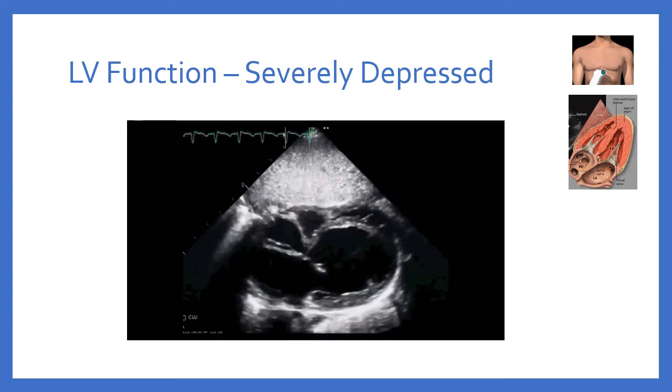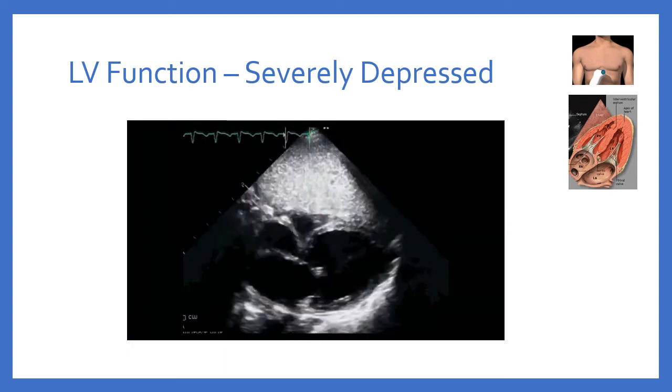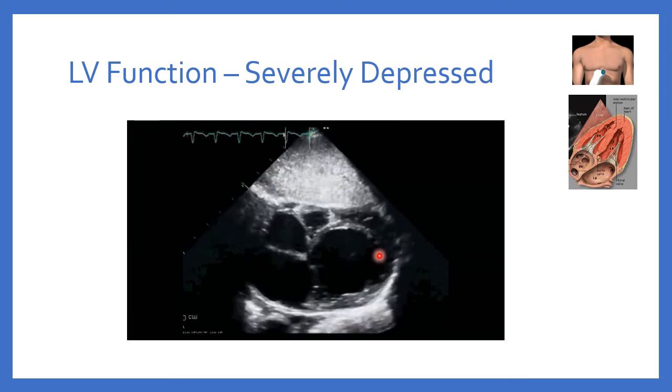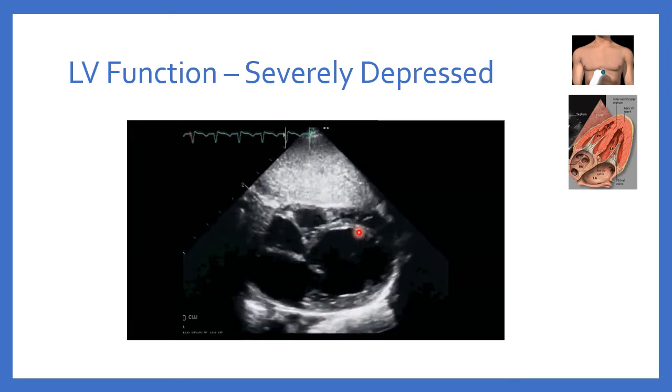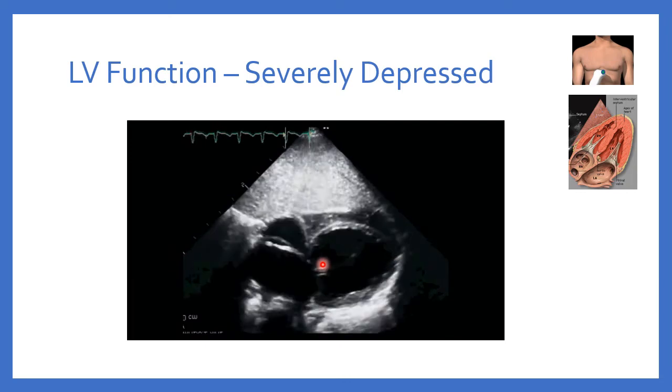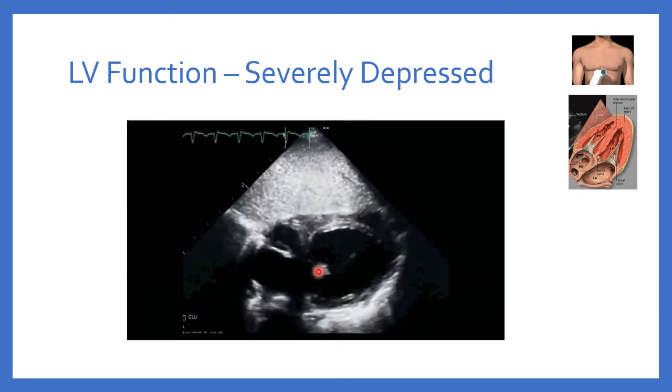And here's an example of severely depressed left ventricular systolic function. You can see the left ventricle is barely decreasing in size at all during systole, the ventricular walls are not thickening, and the mitral valve is barely opening.